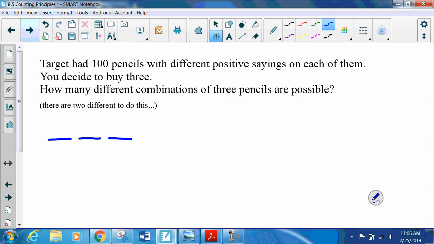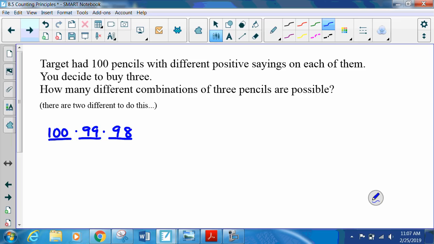And so we look at the 100 pencils and we pick out our first one, we have 100 to choose from, and then we have 99, and then we have 98 to choose from. But here's the problem. If we multiply these 100 times 99 times 98 in our calculator, we are not going to get the right answer. And the reason why is that we are just walking out with 3 pencils from Target.